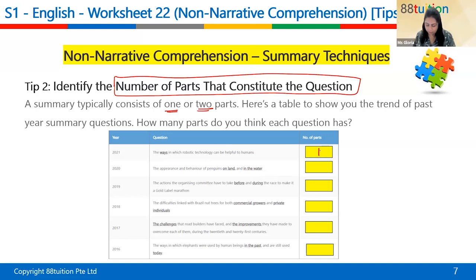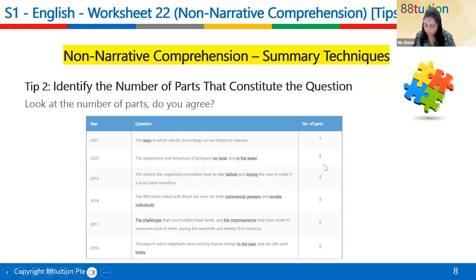Read the second question, Mother. Year 2020: the appearance and behavior of penguins on land and in the water. Jensen, how many parts? Is it 2? Thank you. The appearance and behavior of penguins on land, and the appearance and behavior of penguins in the water. 2, okay?